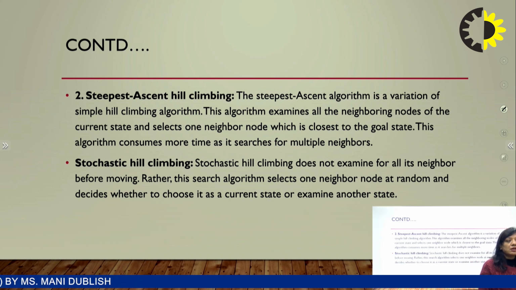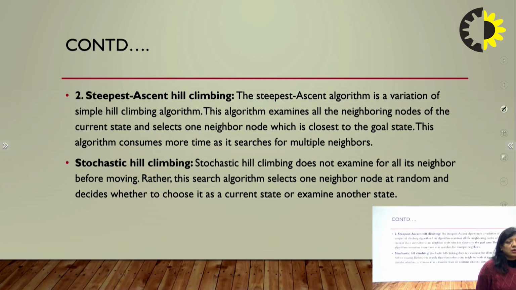Next type is the steepest ascent hill climbing. The steepest ascent algorithm is a variation of the simple hill climbing algorithm. This algorithm examines all the neighboring nodes of the current state and selects the one neighbor node which is closest to the goal state. This algorithm consumes more time as it searches multiple neighbors.